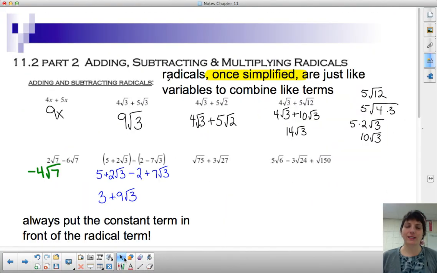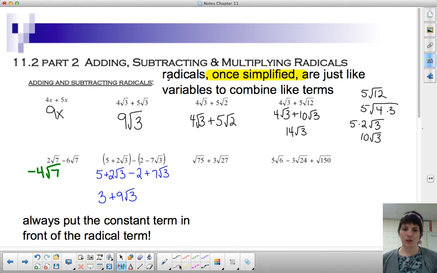As I started working, I decided that maybe I did want to work through a couple of these with you. And I wanted to make sure that in that second problem, as you went through, I gave you the note that you should always put the constant term in front of the radical term. So make sure that you've done that. This answer should be 3 plus 9 times the square root of 3.